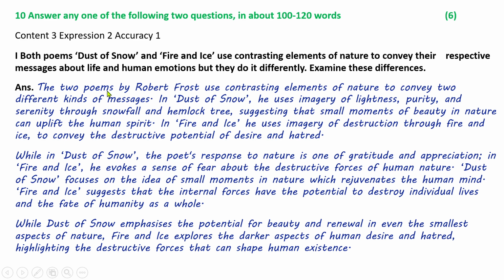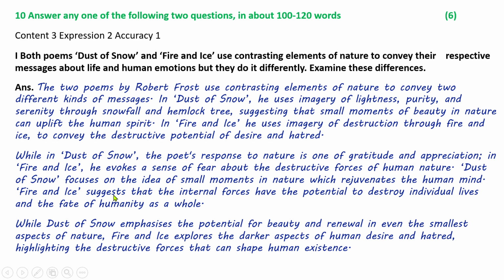The 2 poems by Robert Frost use contrasting elements of nature to convey 2 different kinds of messages. In Dust of Snow, he uses the imagery of lightness, purity, and serenity through snowfall and hemlock tree, suggesting that small moments of beauty in nature can uplift the human spirit. In Fire and Ice, he uses imagery of destruction through fire and ice to convey the destructive potential of desire and hatred. While in Dust of Snow, the poet's response to nature is one of gratitude and appreciation, in Fire and Ice, he evokes a sense of fear about the destructive forces of human nature.